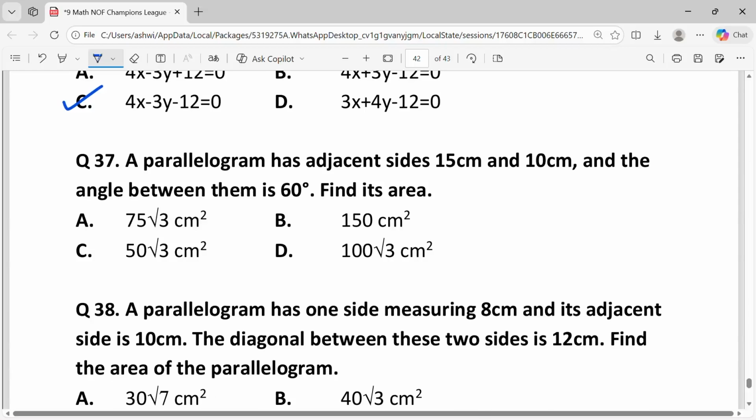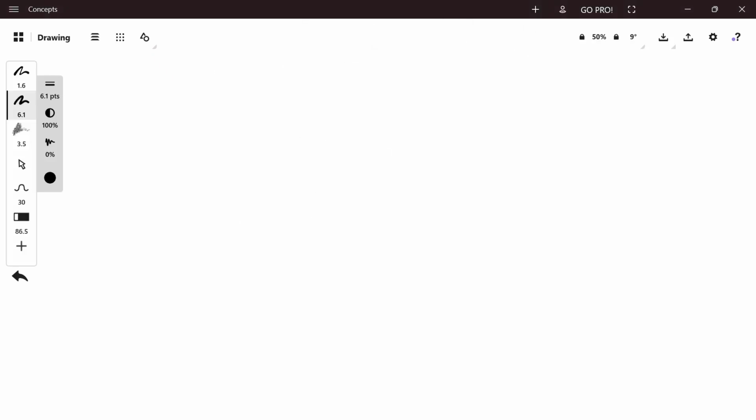Question 37. A parallelogram has adjacent sides 15 cm and 10 cm. The angle between them is 60 degree. Find its area. The area of a parallelogram with adjacent sides A and B and angle theta between them is given by area is equal to AB sin theta.